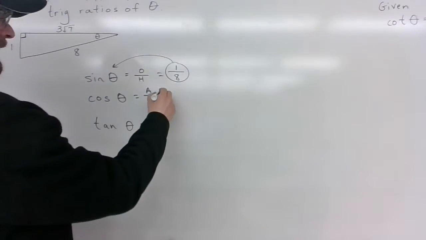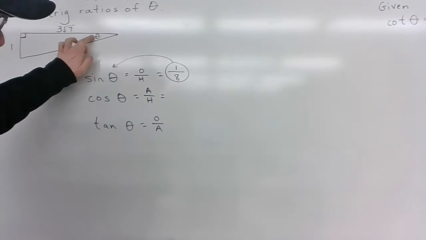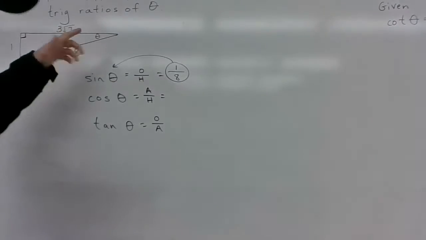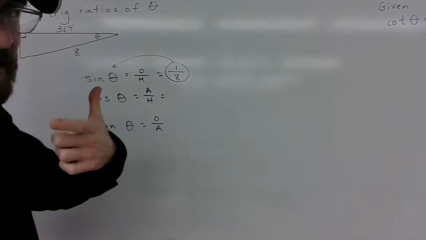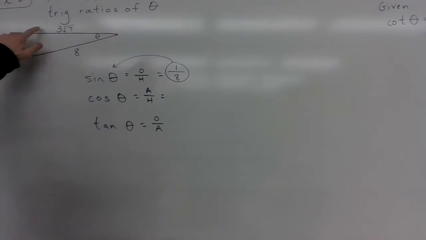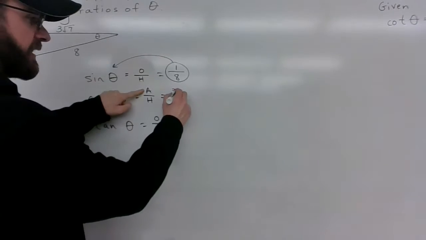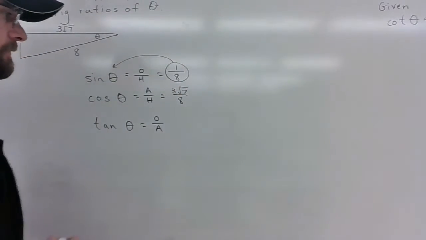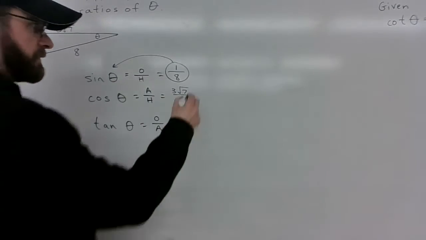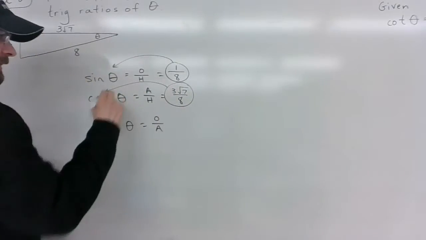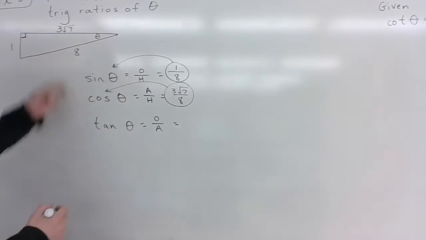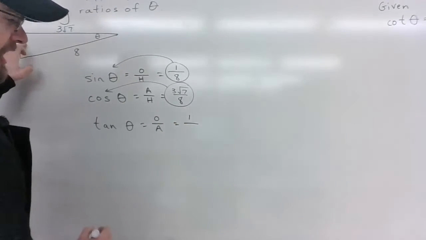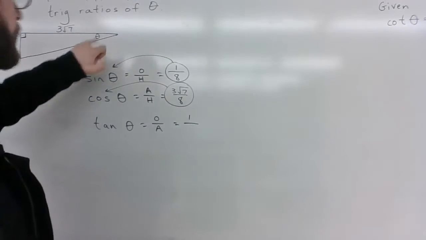Easy enough. In theta's world, the cosine, the adjacent leg, is 3 root 7, divided by the hypotenuse of 8. That's as simple as it gets. Tangent would be opposite theta, which is 1, divided by adjacent to theta, 3 root 7.